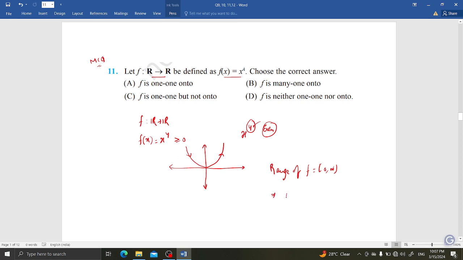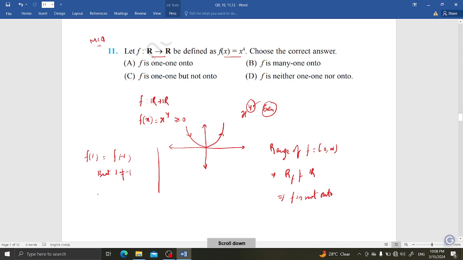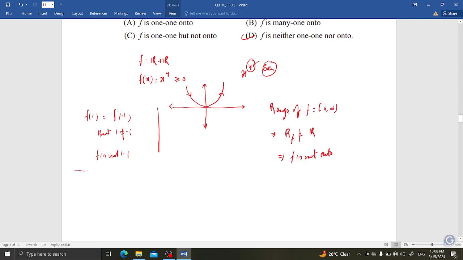So the range of f is not equal to the complete R, that is the codomain, which implies f is not onto. Also we can observe here that f is not one-one. Why so? Because f of 1 and f of minus 1 are both equal, but 1 is not equal to minus 1. Clear? So f is not one-one, which implies that D is the correct answer. This is the graphical method.